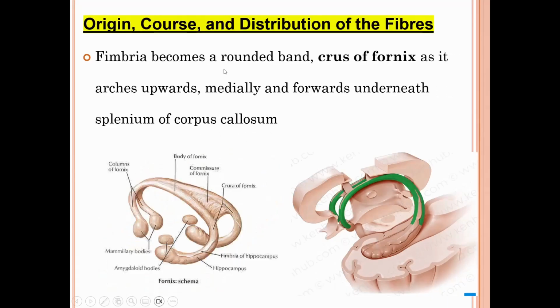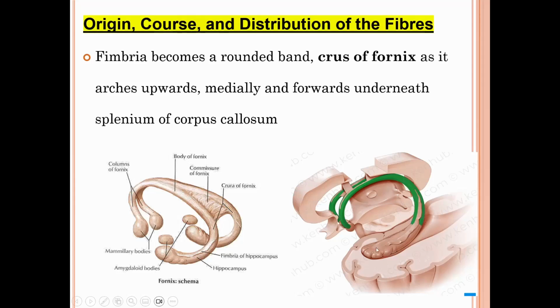Okay, now this fimbria. So we have started with alveus, then there was fimbria. Now this fimbria is continuing here as a round bundled band that is known as crus of the fornix. So this is the crus of the fornix, and it is arching upward medially and forward underneath the splenium of the corpus callosum. Can you see here the corpus callosum? So this is the rostrum, genu, body, and this is the splenium of the corpus callosum.